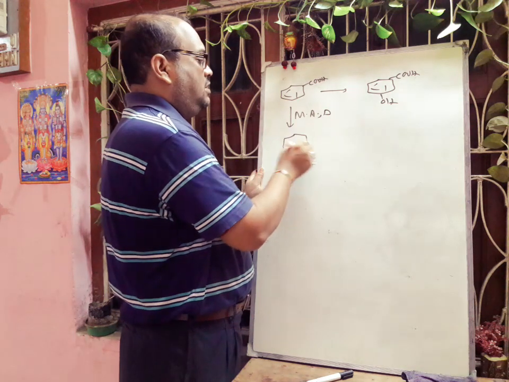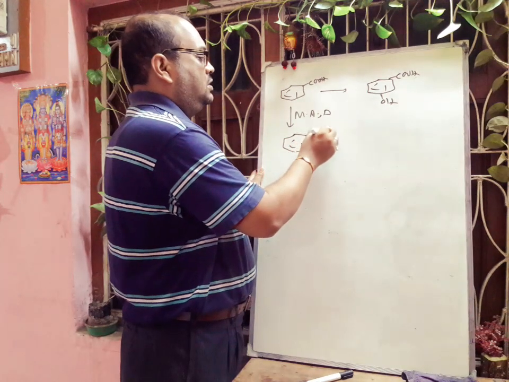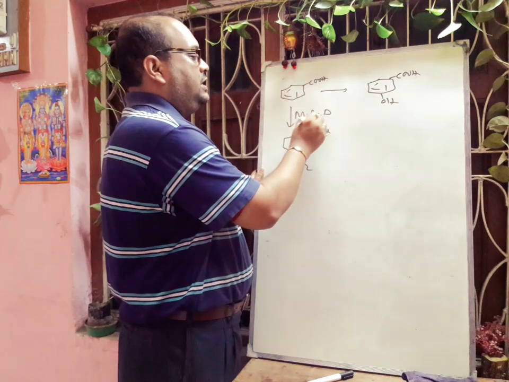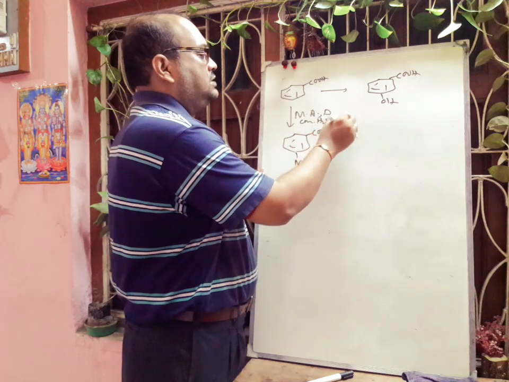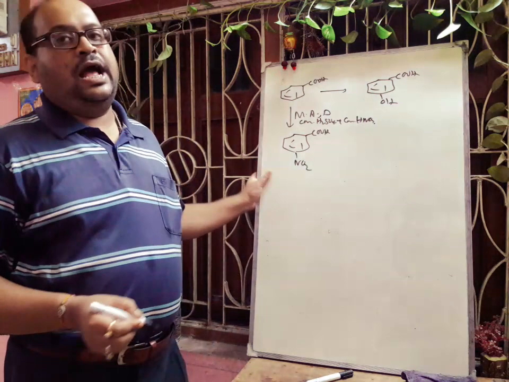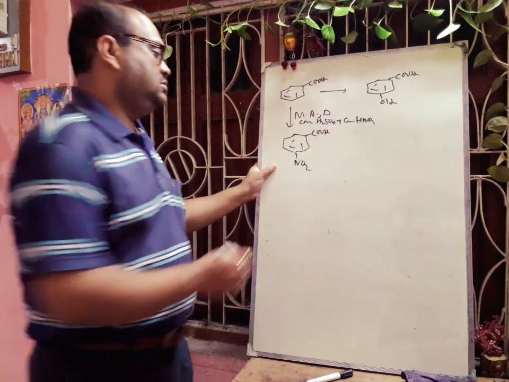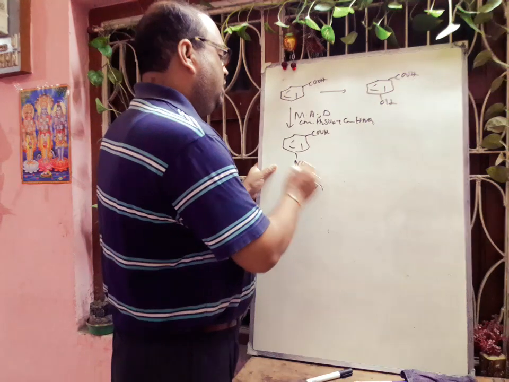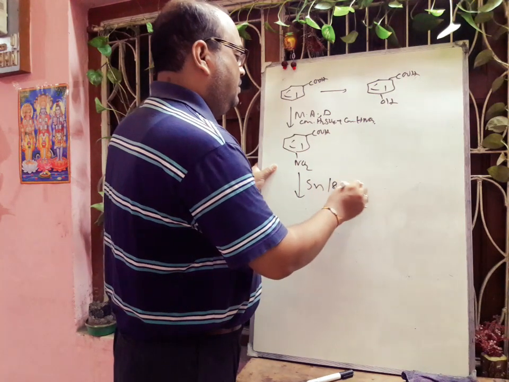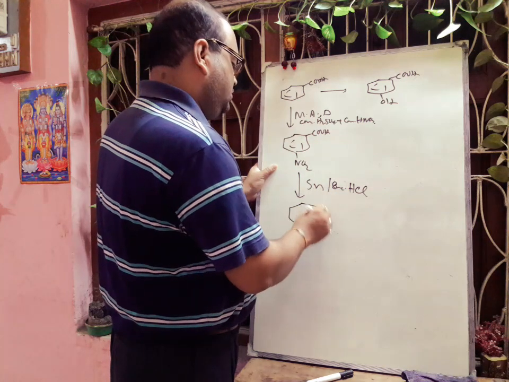Then there will be formation of meta-nitrobenzoic acid. Mixed acid is what? Concentrated H2SO4 plus concentrated HNO3, 1:1 ratio. And then next step we have to reduce. Here we can reduce the nitro group with tin and concentrated HCl. That will form NH2.